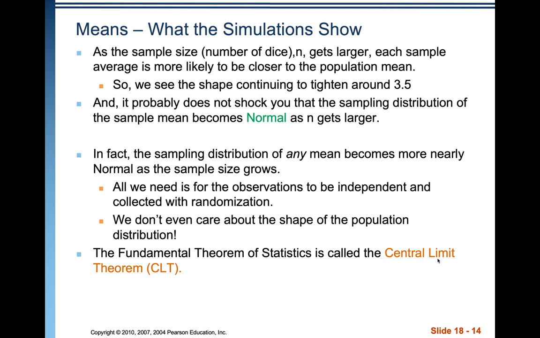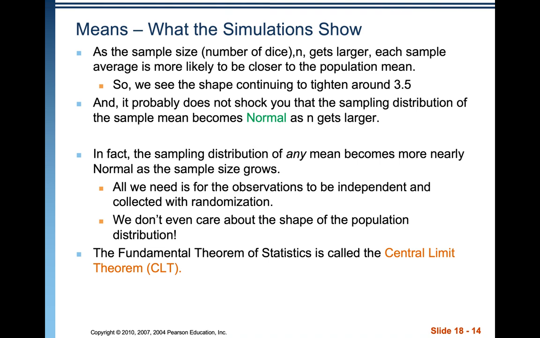All right. As the sample size and number of dice gets larger, each sample average is more likely to be closer to the population mean. So we see the shape continuing to tighten around 3.5. And it probably does not shock you, like I said as we were looking at them, that the sampling distribution of the sample mean becomes normal, or at least becomes more normal as n gets larger. In fact, the sampling distribution of any mean becomes more nearly normal as the sample grows.